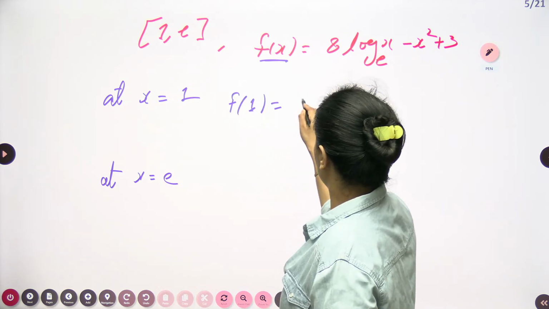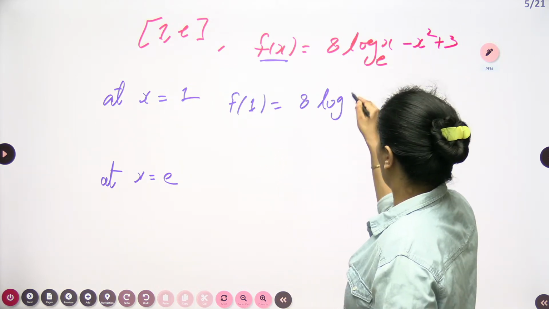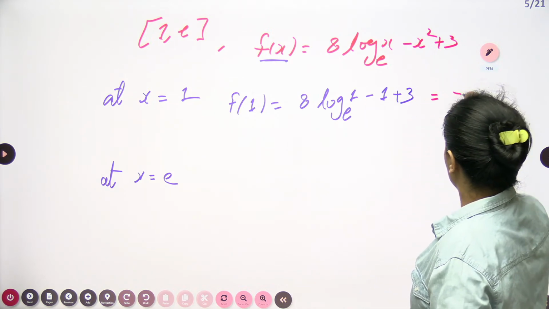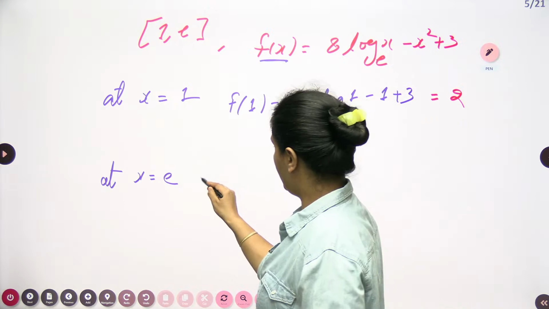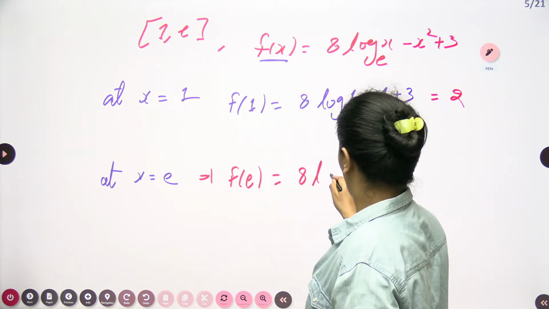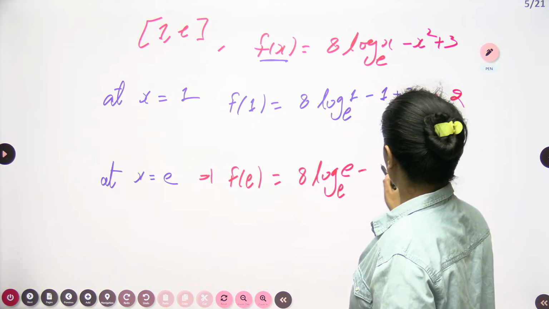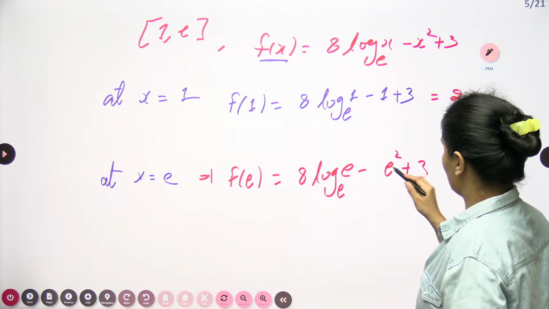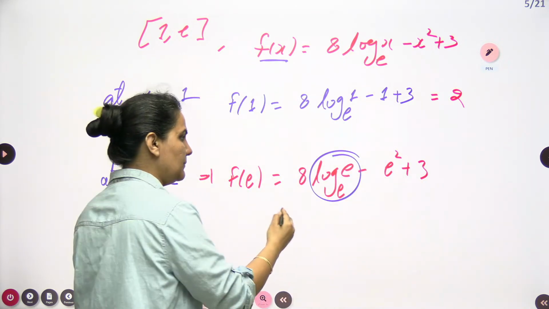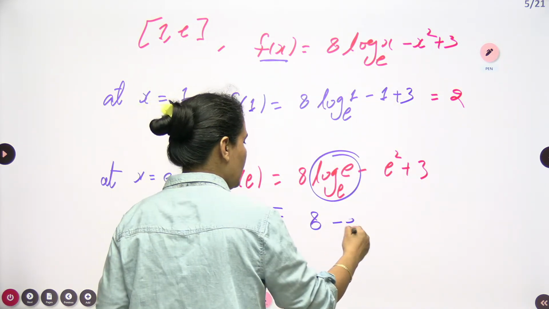When I put it here, this will be 8 log 1. Log 1 is 0, minus 1 plus 3. So it is giving the result as 2. And when you put x equals e, this is 8 log of e to the base e minus e square plus 3. As log e to the base e is 1, here we have 8 minus e square plus 3.